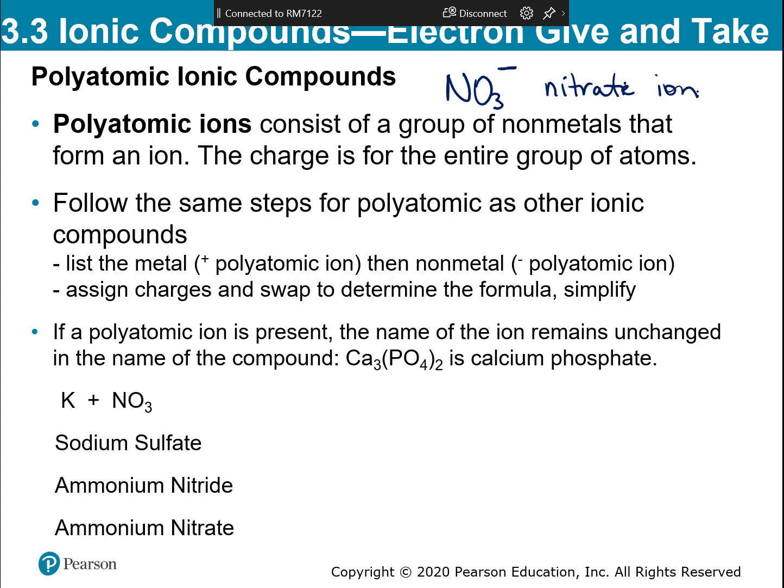And anytime you see this in a molecule, you don't split the nitrogen and oxygen up in naming. It's just called the nitrate ion. So for example, where potassium and the nitrate ion combine, down in this bottom example, same thing that you did with ionic compounds, you just assign the charges, swap the charges to figure out the simplest ratio for their formula.